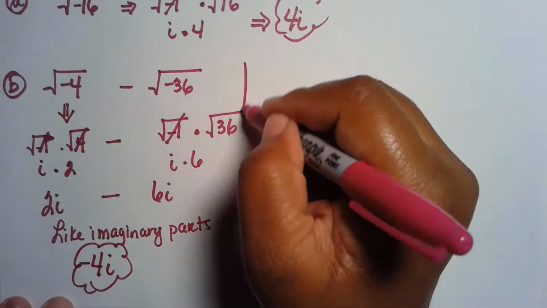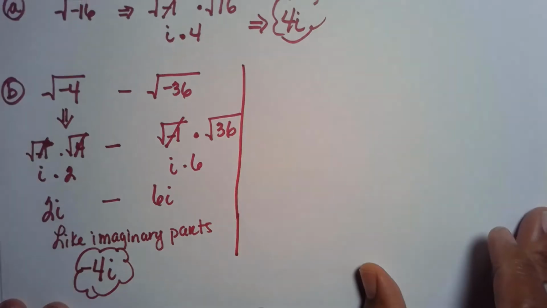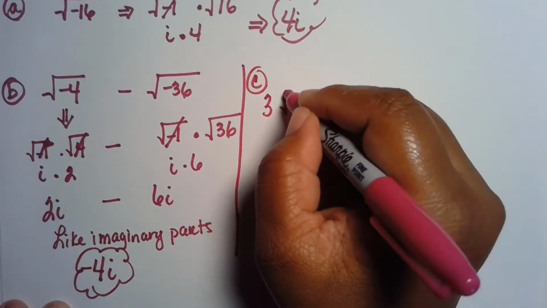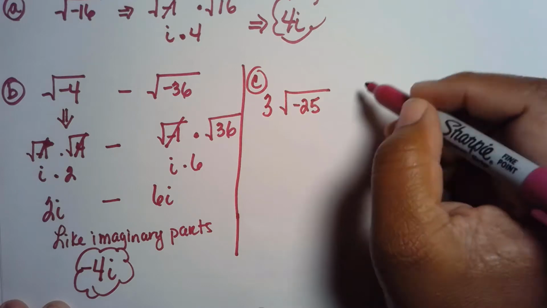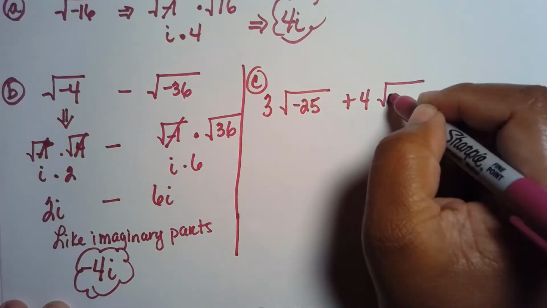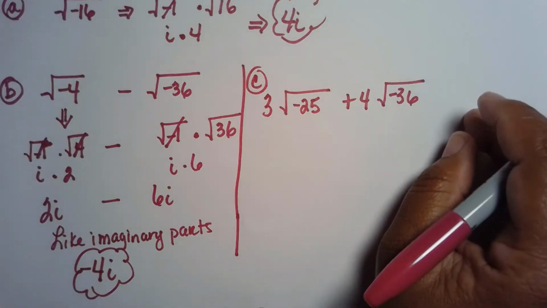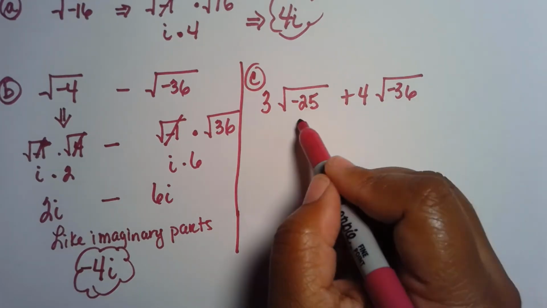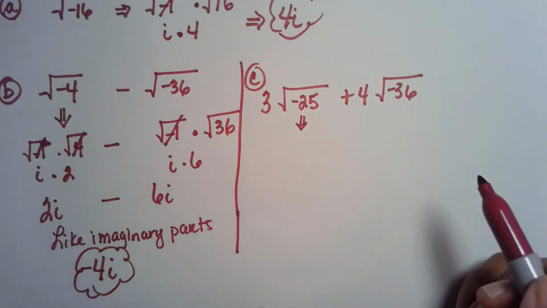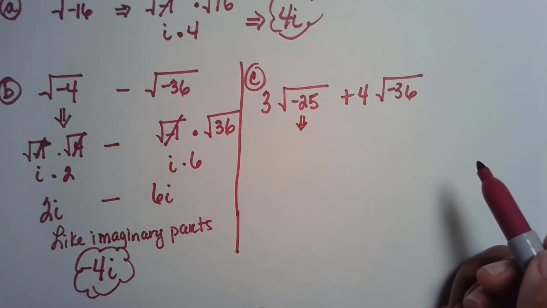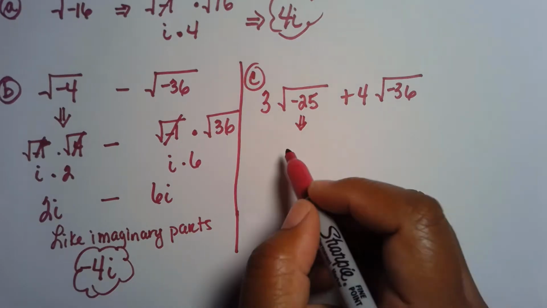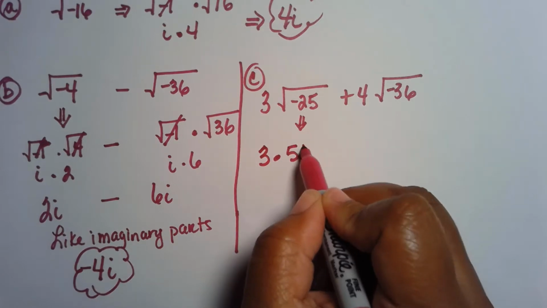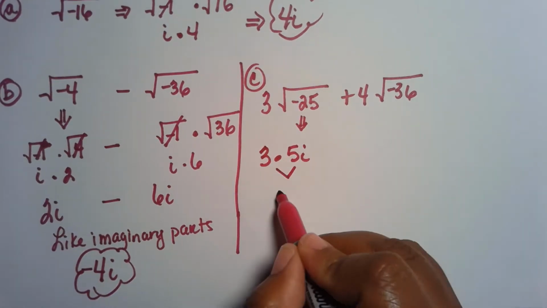Let's do another example. C. We have 3 times the square root of -25 plus 4 times the square root of -36. So without showing the work, tell me what would be the square root of -25. That would be 5i. So we're going to take the 5i, multiply it by the 3. That gives us 15i.